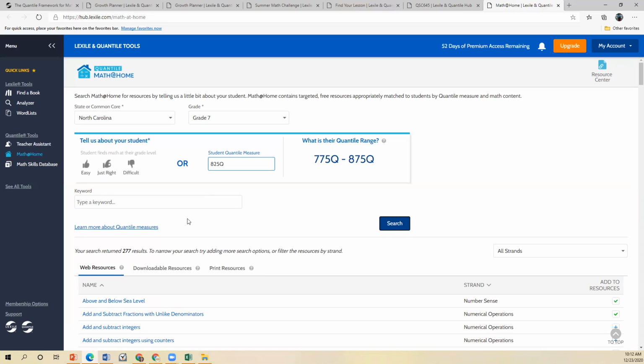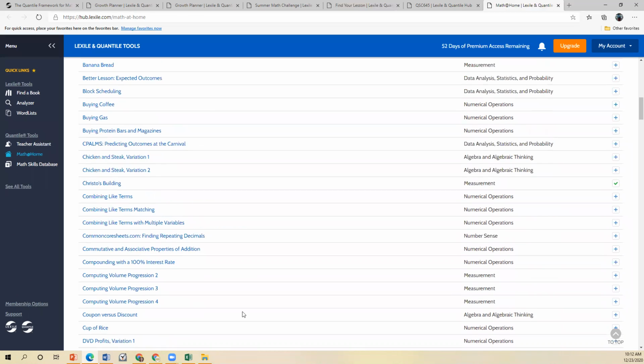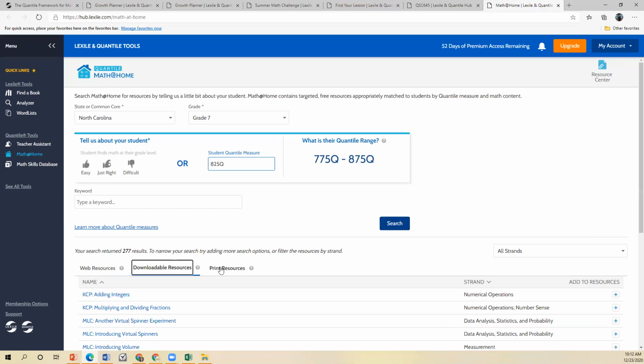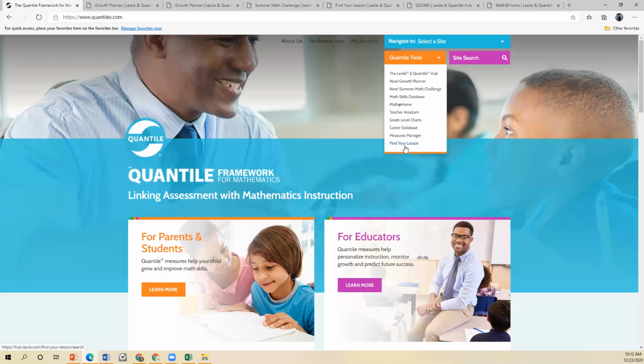So in my student's range, there are 277 resources, different activities my student can do that are all within their range. If I click on one and decide I like that activity, I can add that to my resource list to find later. There are web resources, downloadable resources, and printable resources. If you have a student who is going into high school, you may want to go ahead and check out their career database. That will help you pursue potential career ideas based on your student's math abilities.